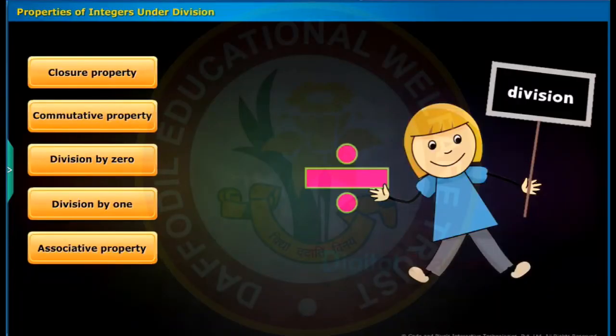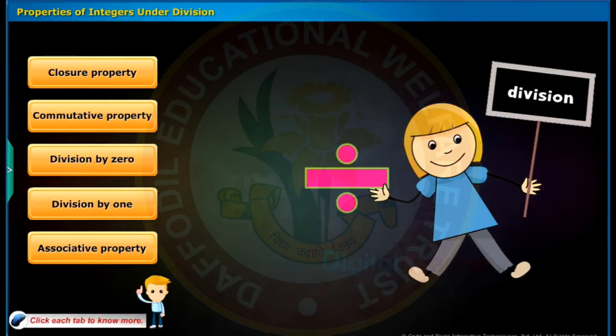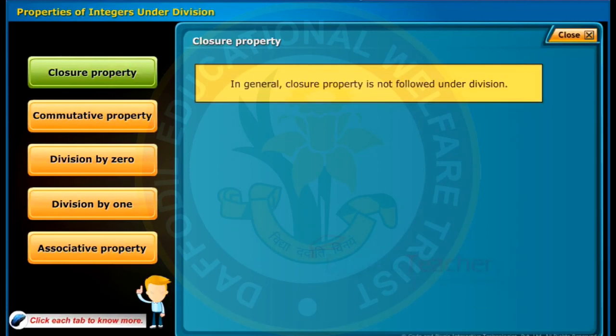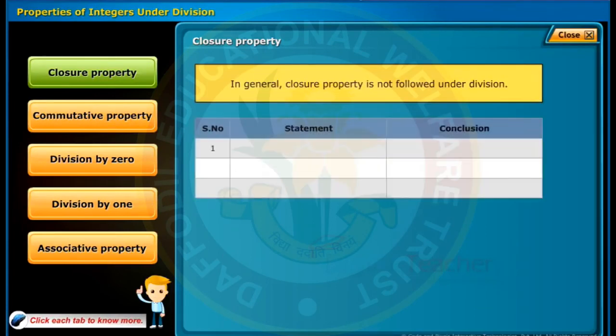Properties of integers under division. Let us see whether the following properties are satisfied by the integers under division. Click each tab to know that the closure property is not followed under division. In the first statement, minus 10 by 5 is equal to minus 2. It concludes that it is an integer.